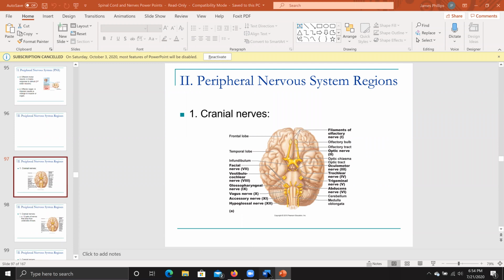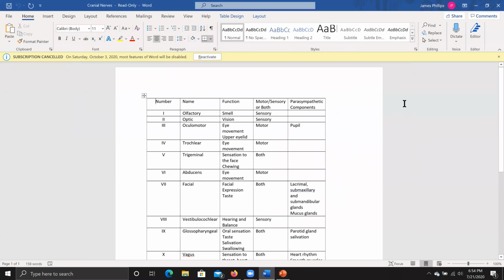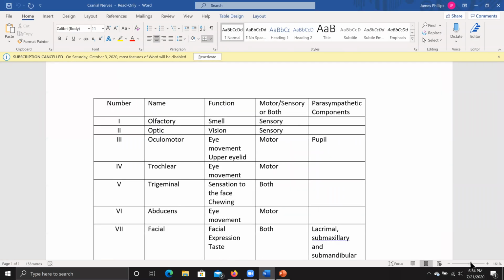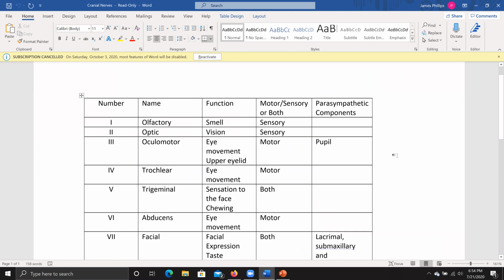This is what I'm talking about. If you don't have this yet, you should get this, okay. It is the last thing in the module. I put this together, all right. These are the cranial nerves. This is the detail I expect you to know.